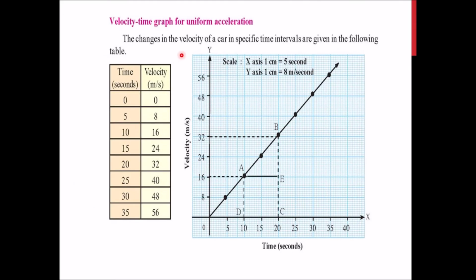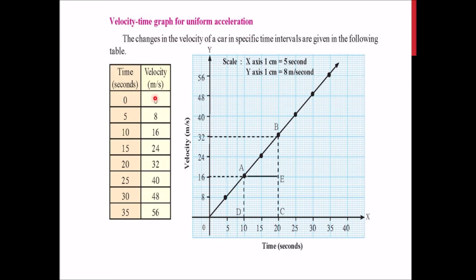The next graph is the velocity time graph for uniform acceleration. So we have generally done the velocity time graph of uniform velocity. The velocity time graph for uniform acceleration is what we are going to do now.